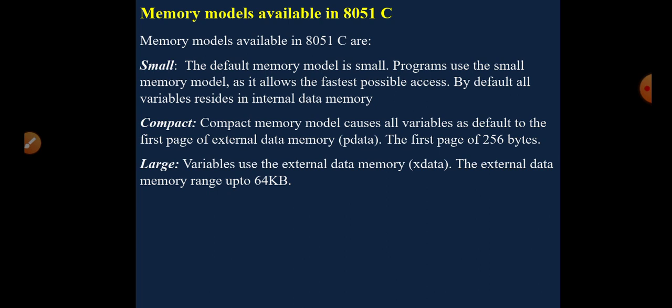If it is compact, then the variables by default reside in the first page of the external data memory, and each page consists of 256 bytes, which means a group of 256 bytes is taken as one page. So in case of compact, the variables which have been defined or declared reside in the first page, that is the initial 256 bytes of memory. Then if it is defined as large, the variables again use the external data memory, and the external data memory can be anywhere in the range of 64 kilobytes, right?